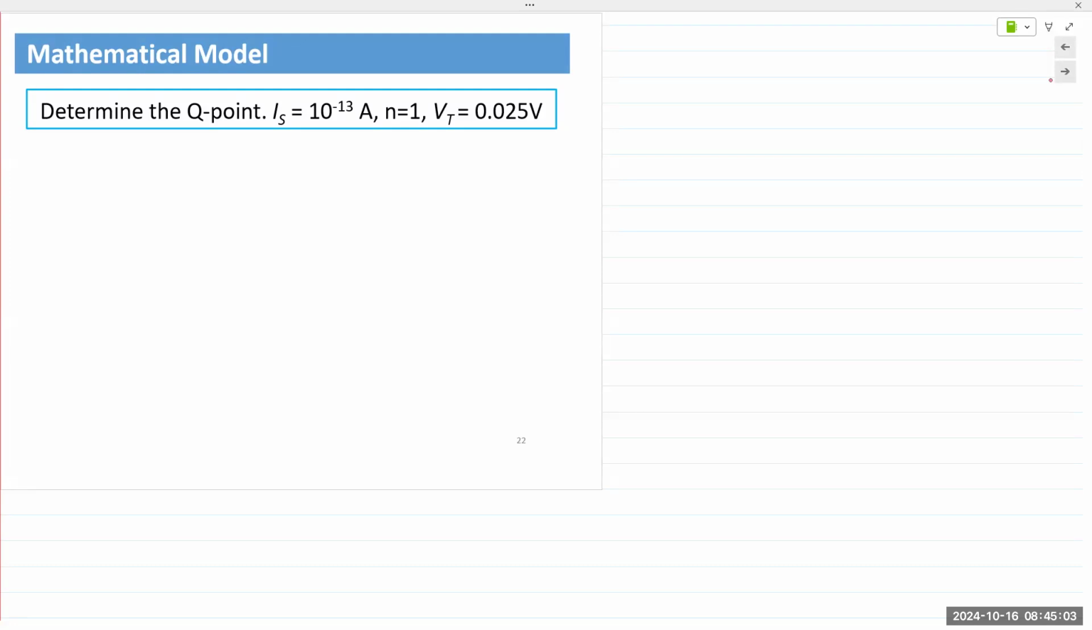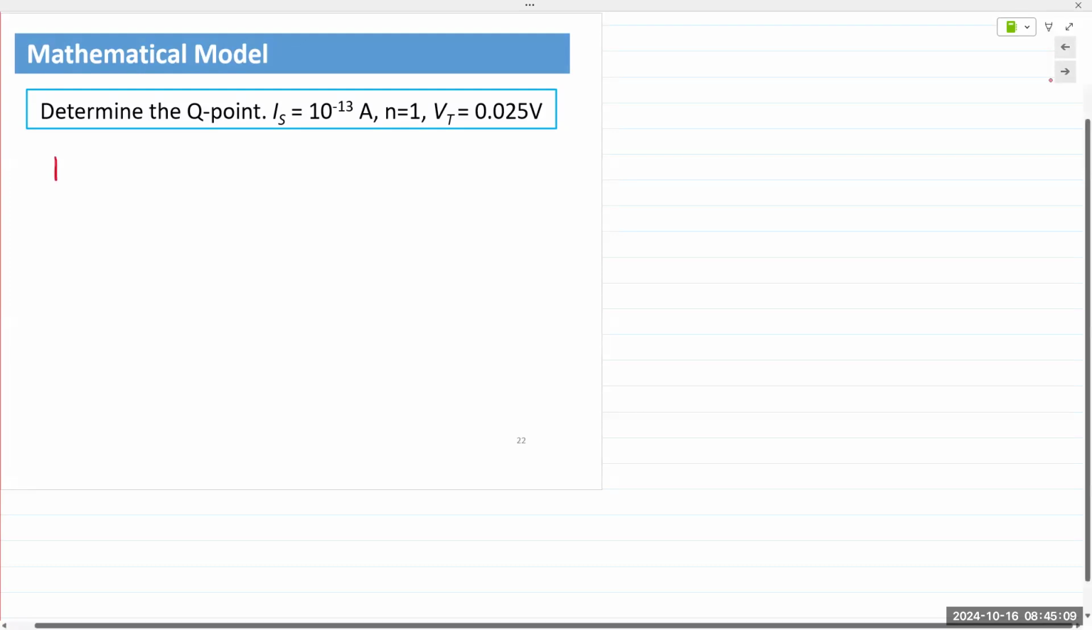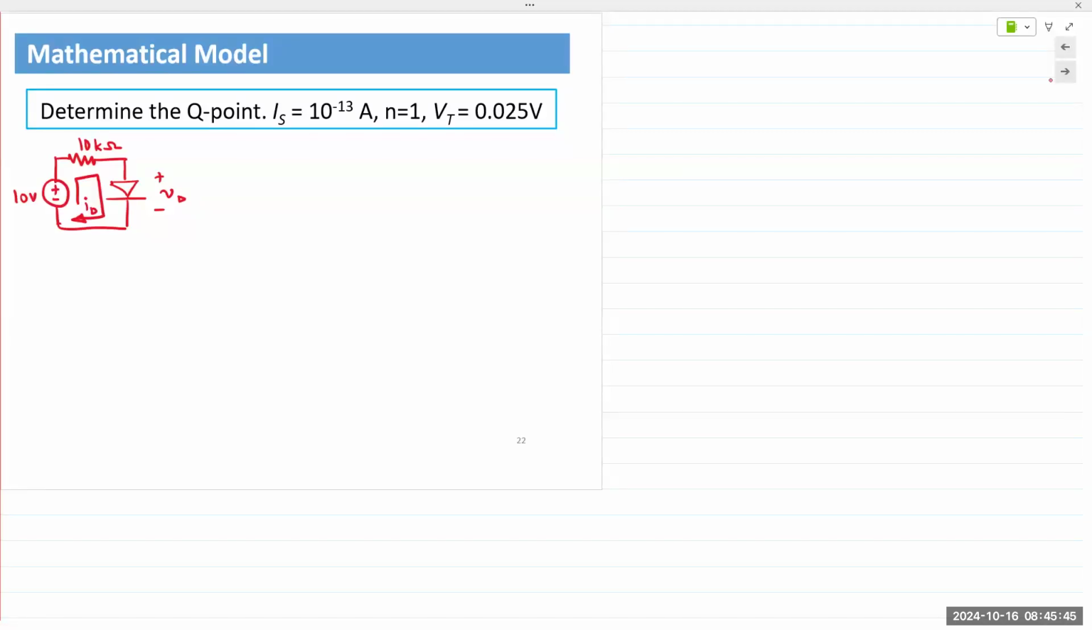So if you want to do that, we'll take our circuit. I'm going to redraw it here again. This was our original circuit. This is VD, and this current is ID. The current is the same, so it doesn't really matter. 10 kilo ohms and 10 volts. So this is our original circuit.